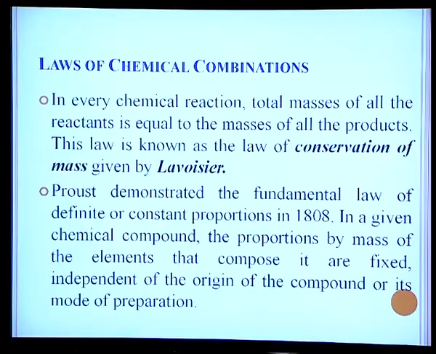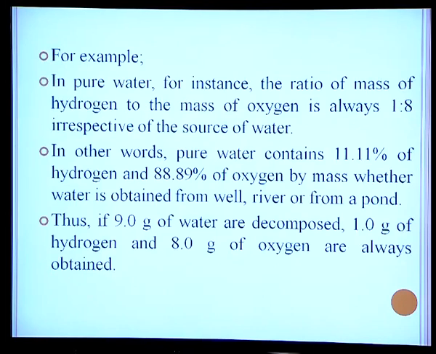Now Proust demonstrated the fundamental law of definite or constant proportions in 1808. In a given chemical compound, the proportions by mass of the elements that compose it are fixed, independent of the origin of the compound or its mode of preparation. Suppose you take a water molecule: either you can prepare it by reaction of H2 plus O2, or you can collect water from any source. You will find there is a constant proportion of hydrogen and oxygen in the water. So this is called constant proportions.